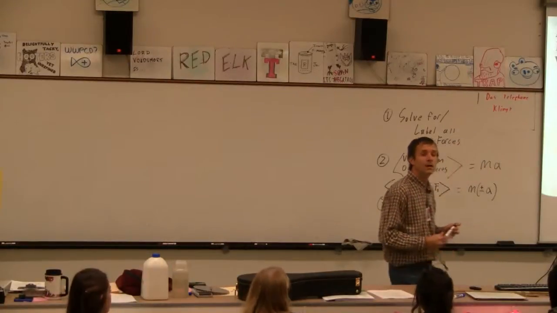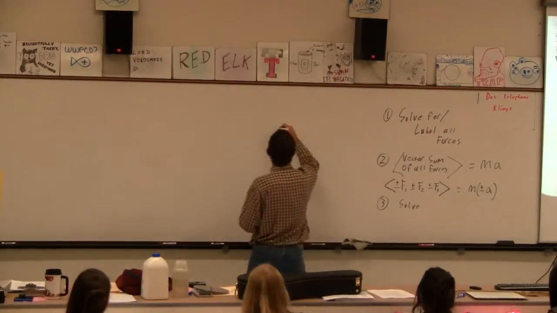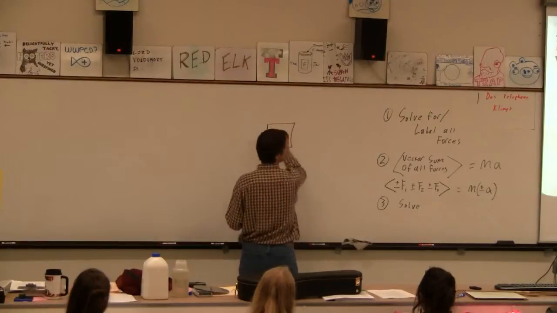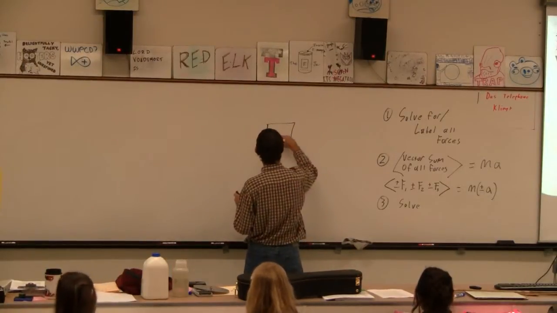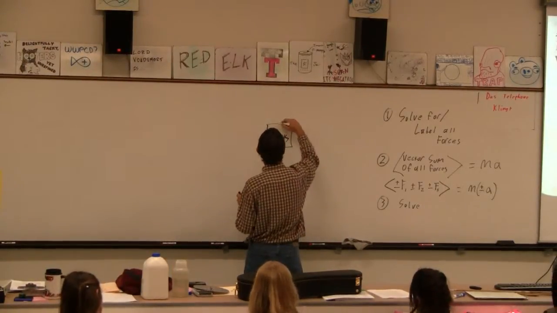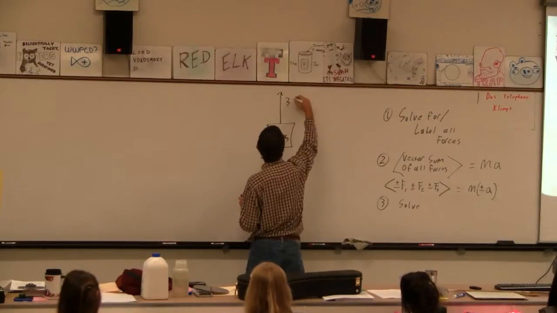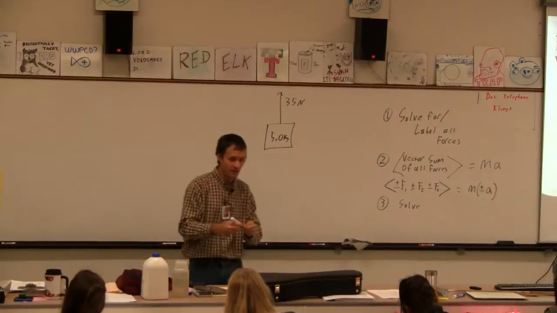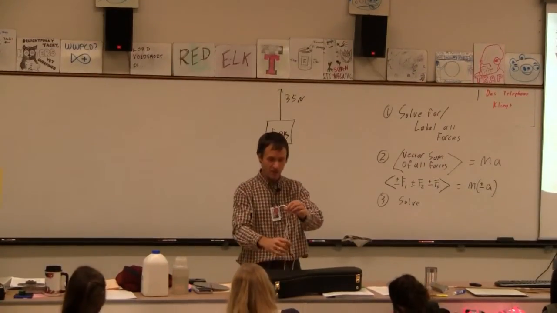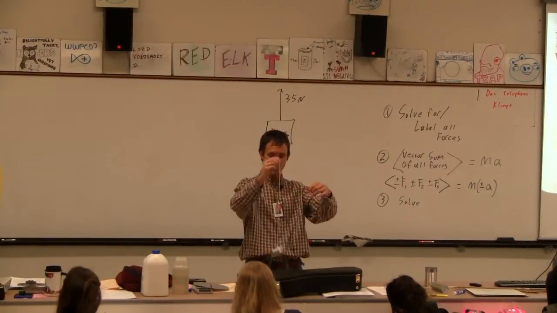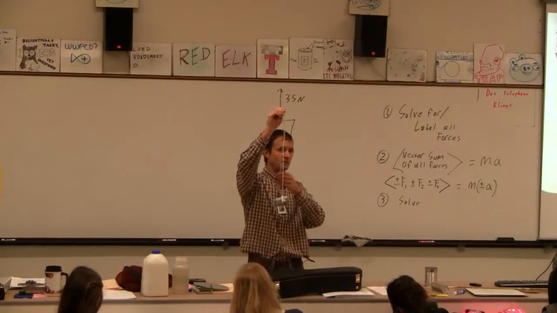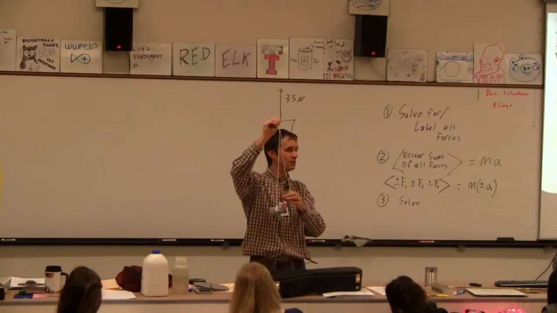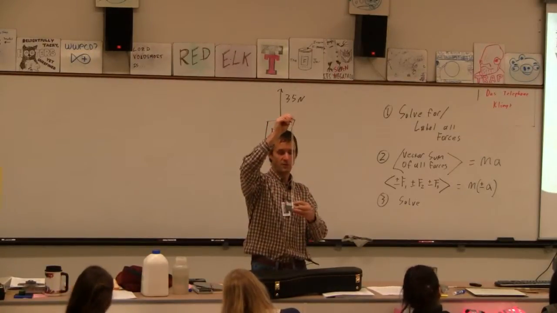Okay, so in this problem, there's a mass hanging on a string, and it's 5 kilograms. And there's 35 newtons of tension in that string, and kids get all freaked out about tension. But tension is just force exerted by a string. Okay? Strings always pull. Strings always pull.